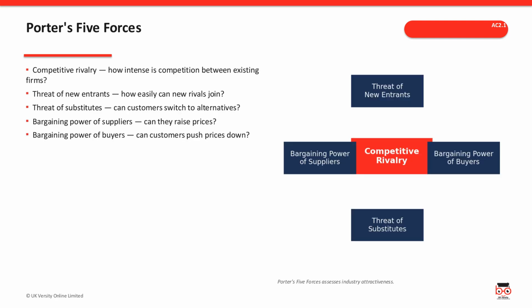Porter's 5 Forces zooms in on a single industry to judge how attractive and how profitable it really is. It weighs the rivalry between existing firms, the threat of new entrants, the threat of substitutes, and the bargaining power of both suppliers and buyers. Take the UK airline industry, where fierce rivalry, price comparison sites handing power to buyers, and the constant threat of new low-cost entrants all squeeze margins hard.